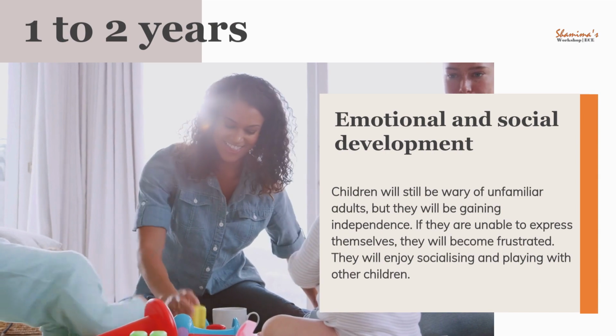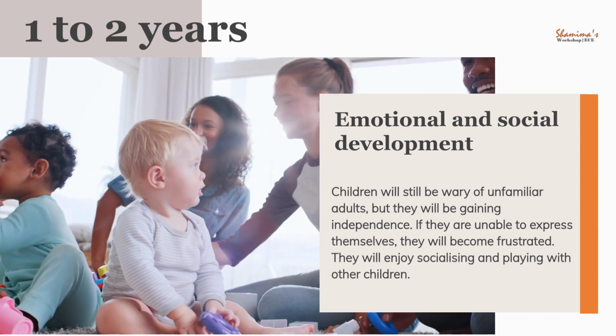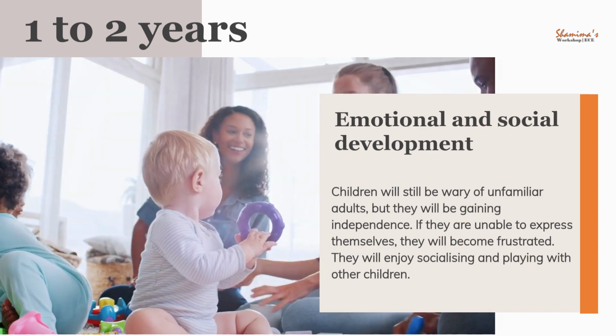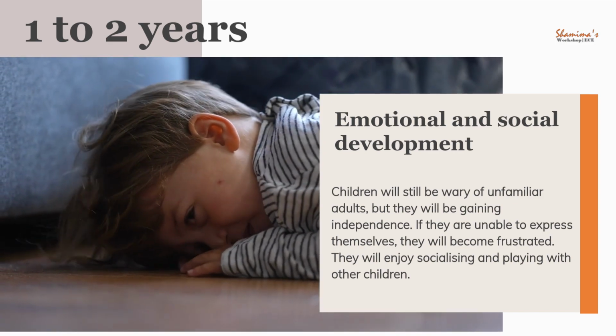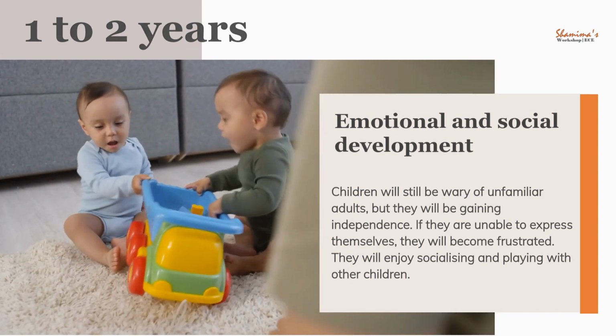1 to 2 years. Emotional and social development. Children will still be wary of unfamiliar adults, but they will be gaining independence. If they are unable to express themselves, they will become frustrated. They will enjoy socializing and playing with other children.